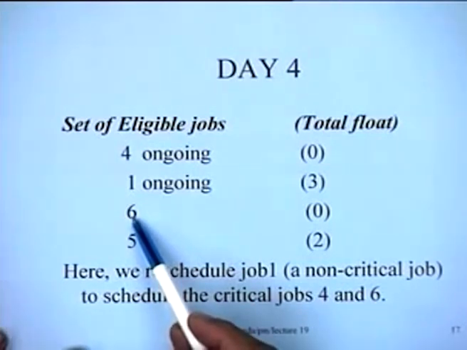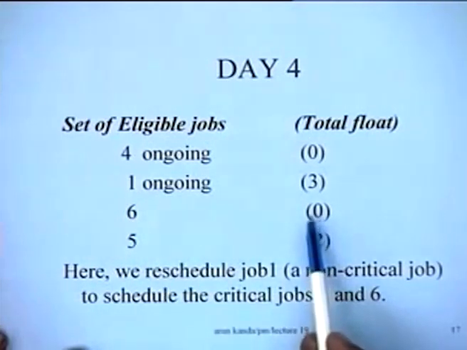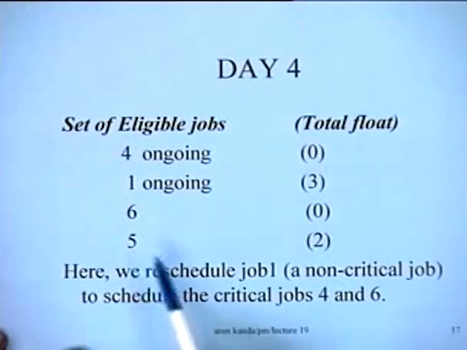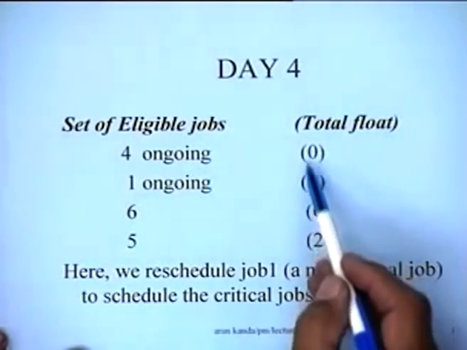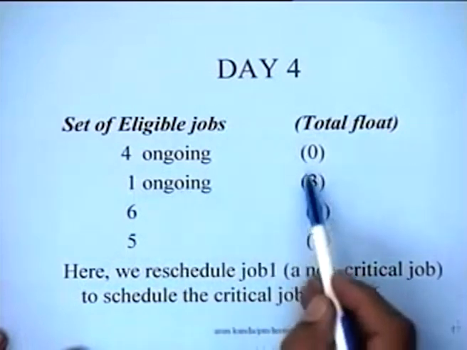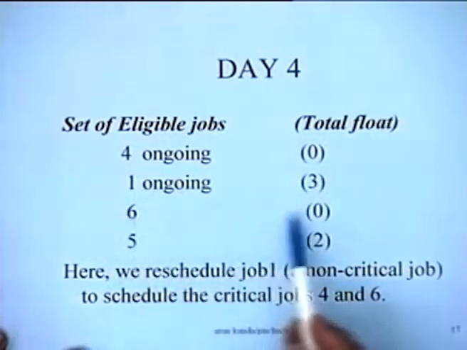6 is the immediate successor of job number 3 and it is a critical job, and job number 5 now has a float of only 2 days. It is reduced by 1 more day, right. So this is the ordered list that we have. These are 2 ongoing jobs, and here is a critical job.